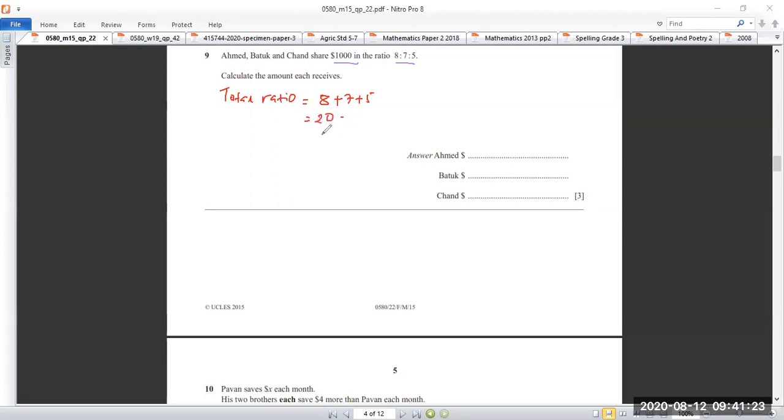Perfect. So Hamed gets 8 out of 20 times 1,000, which is 400. Batuk gets 7.